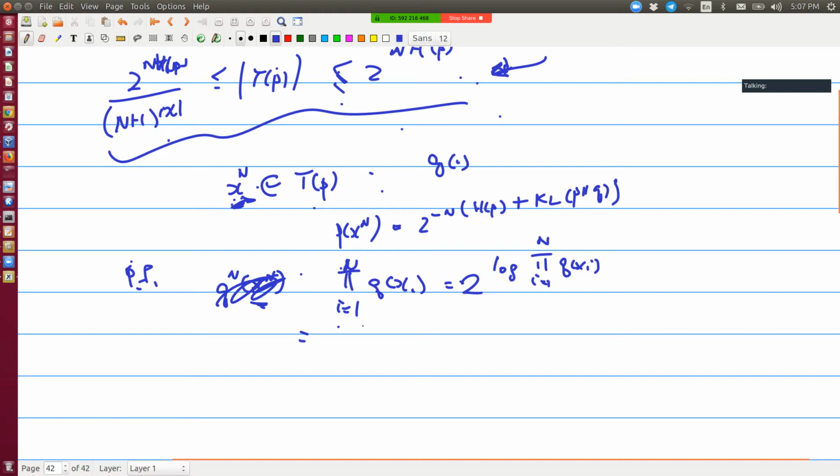And then, of course, this log of the product I can write as a sum of log Q(x_i). I have multiplication here, then I change it to addition. I have a sequence, right? x^n is a sequence, and I want to find the probability of that sequence.